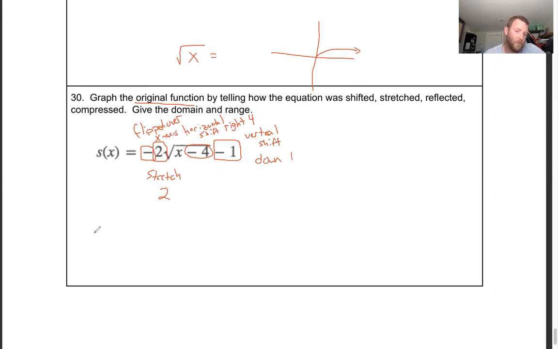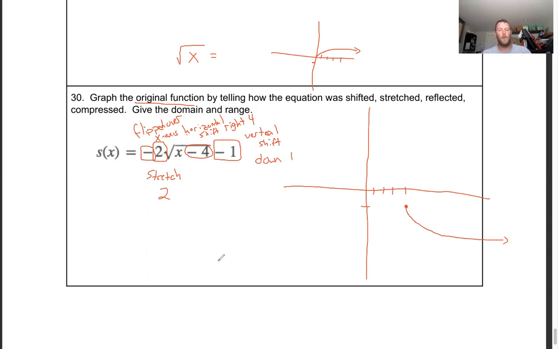Okay, so remember, you have to pick all those boxes. You have to say how much it's shifted, and so on. So the graph, once you do all that, will look like down 1, we'll put it there. Right 4 would put it 1, 2, 3, 4. Down 1. Stretch of 2, so it'd be a little bit farther, and then it's flipped, so it looks something like this.